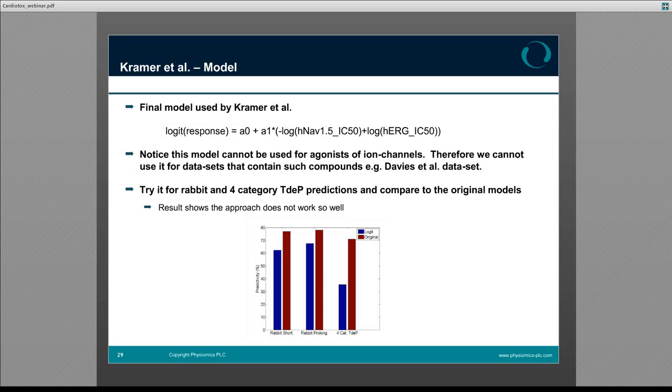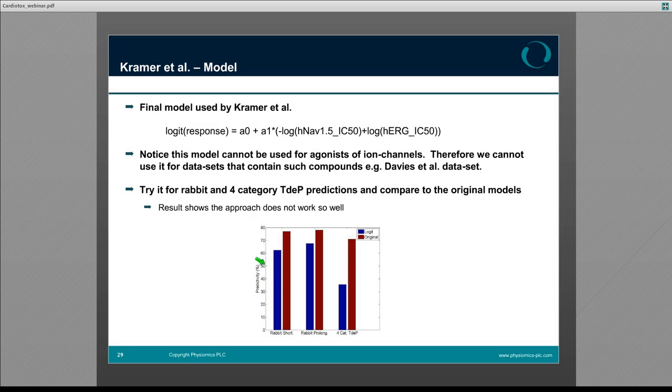But we can apply it to the other two models that we talked about, and that's what you're seeing here at the bottom. So we tried it for the rabbit and the four category Torsades-Dubois predictions and compared that to the original models, which is what you're seeing on the bottom figure here. So on the x-axis, we're asking, how good is the logistic regression model versus using the action potential model at predicting rabbit shortening? How good is it at predicting rabbit prolongation? And how good is the logistic regression model compared to the original model at doing the four category torsadogenic sort of predictions? Now in blue is the predictivity score of the logistic regression model, and in the dark red are the predictivity scores of the original model.